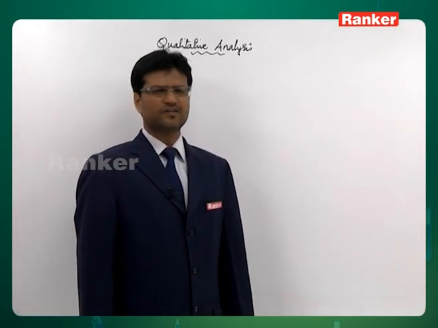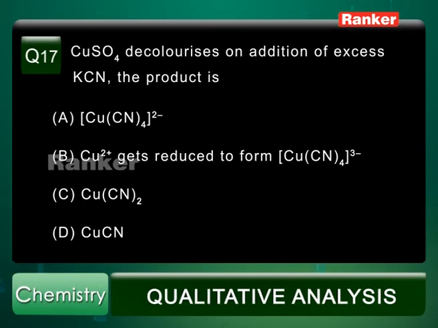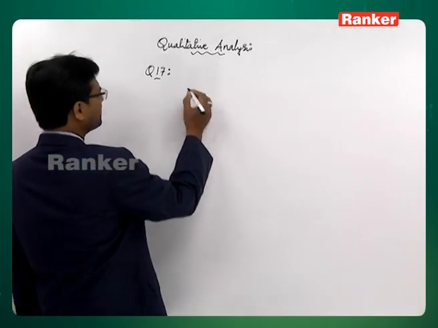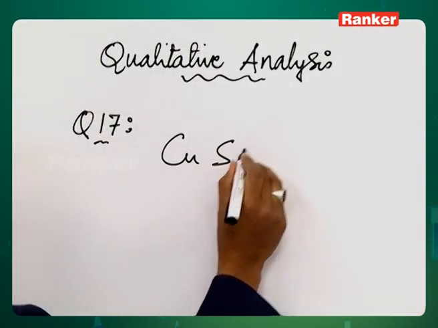Question number 17. Copper sulphate decolorizes on addition of excess KCN. The product is A, [Cu(CN)4]2-, B, Cu2+ gets reduced to form [Cu(CN)4]3-, C, Cu(CN)2, D, CuCN. Let us look at the equation. Copper sulphate is a colored substance, you know, it is a blue colored substance.